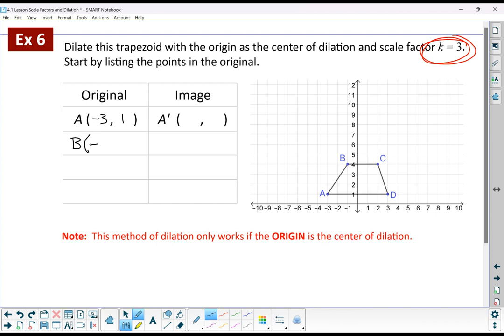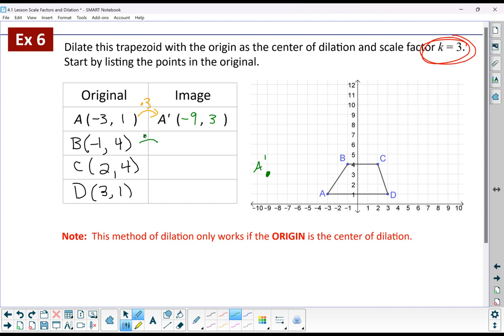Point B is at -1, 4. Point C is at 2, 4. And our last point is at an x value of 3, y value of 1, so 3, 1. Since our scale factor is 3, we multiply those points by 3, and we are multiplying both the x and the y coordinate. So this would be -9, 3. If I plot that point, this will be the location of A prime.